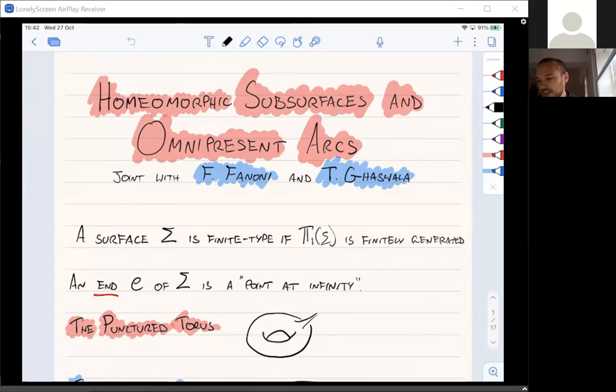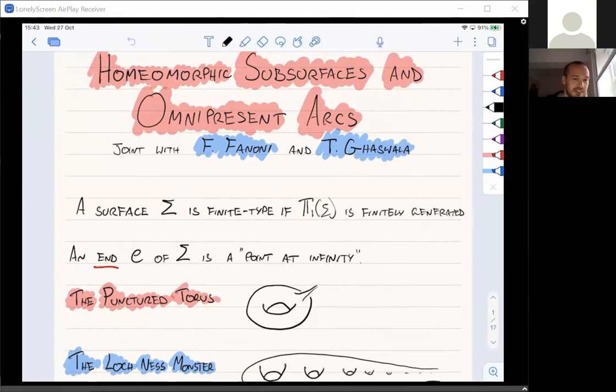So, okay, I'll just cover the title first of all, Homeomorphic Subsurfaces. This is a kind of cool phenomenon that appears in infinite type surfaces, which we'll get onto in a second. And then omnipresent arcs is kind of our main definition. And when I say our, I mean Federica Fanoni and Tai Gaswala.